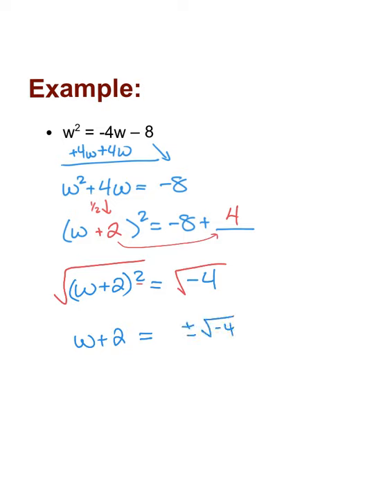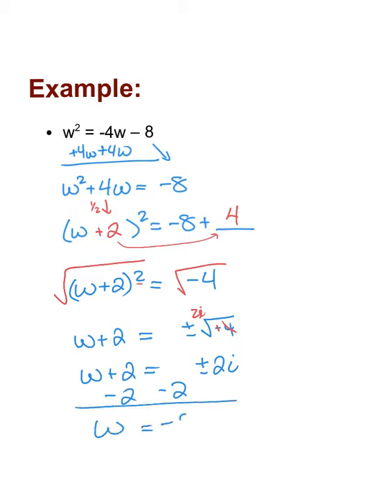Now, in another unit or two, we're going to learn that the square root of a negative 4 becomes an i and that becomes a 2. We don't really need to worry about that yet. So if I want to simplify it, this becomes plus or minus 2i. And the last step, I'm going to move the whole number over. So my answer becomes w equals negative 2 plus or minus 2i. And again, for now, you can leave this as the square root of negative 4, because I did not teach you the lesson on imaginary numbers yet.